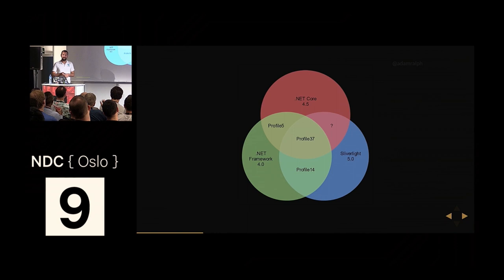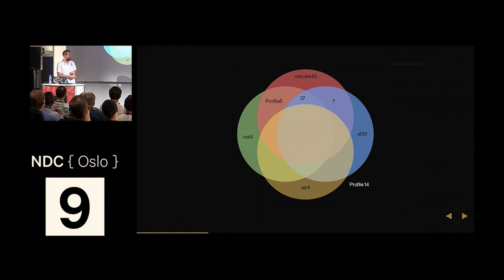So, there was not a profile for the intersection of these two, for one reason or another. So they didn't always exist, but only for some. Okay, that works. Let's introduce a fourth platform into the mix. We've got Windows Phone 8 down here, and there is a fundamental problem with this diagram.